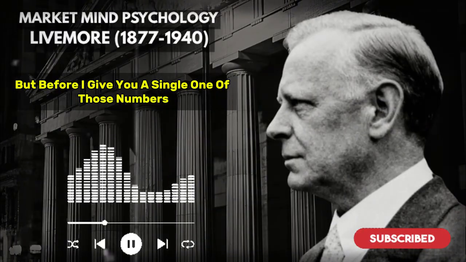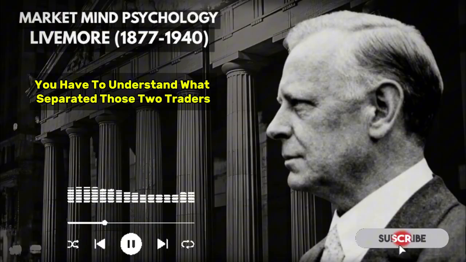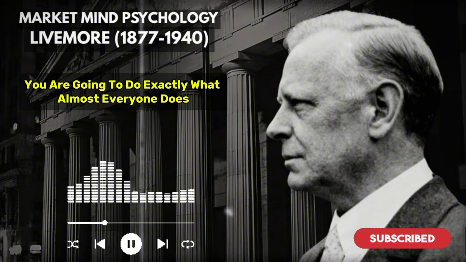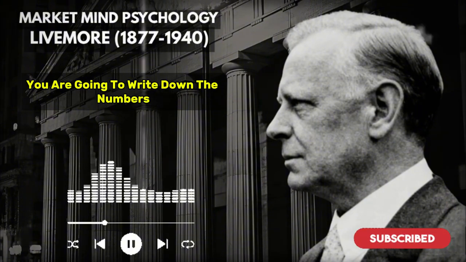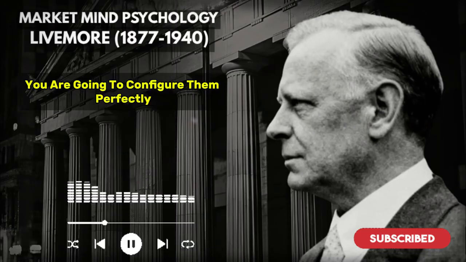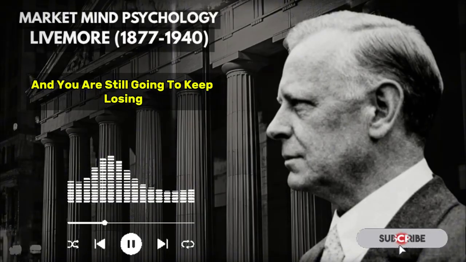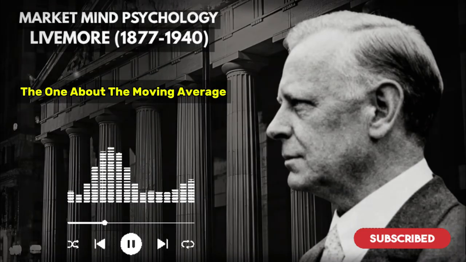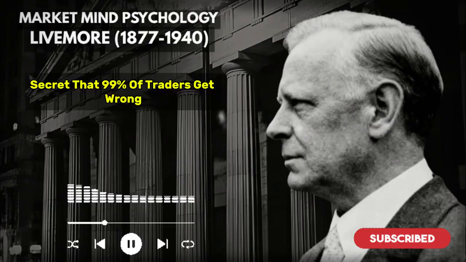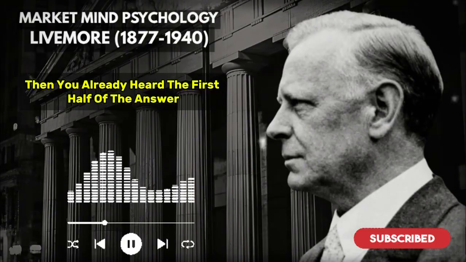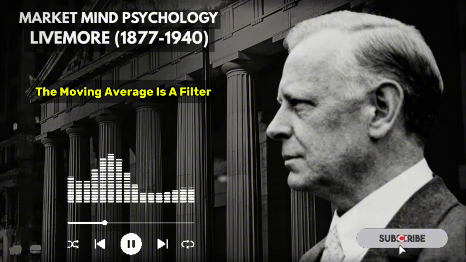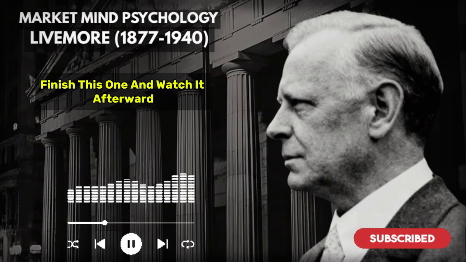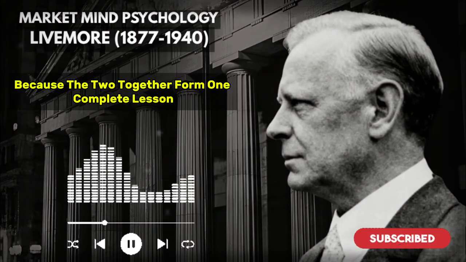But before I give you a single one of those numbers, you have to understand what separated those two traders. Because if you don't understand it, you are going to do exactly what almost everyone does. You are going to write down the numbers, you are going to configure them perfectly, and you are still going to keep losing. If you saw my previous video, the one about the moving average secret that 99% of traders get wrong, then you already heard the first half of the answer. The moving average is a filter, not a trigger. If you haven't seen it, finish this one and watch it afterward, because the two together form one complete lesson.